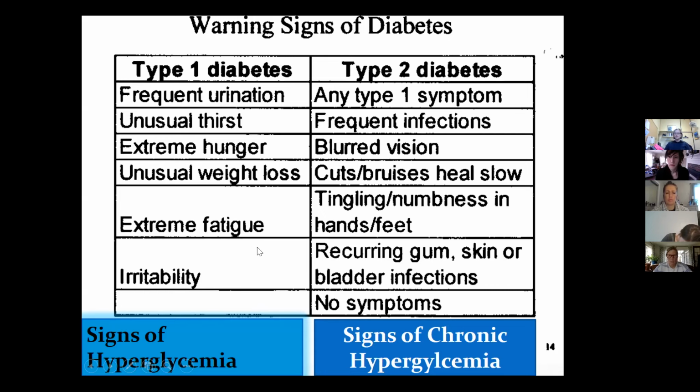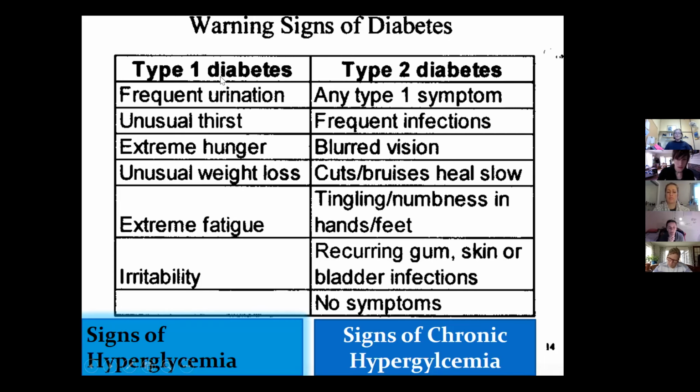It's a neurological finding. So these symptoms on the left are signs of hyperglycemia. When they come on acutely, as in the type 1 diabetic, they know something's wrong, and they will seek medical attention. And if they don't seek medical attention, they eventually have to, because they will become sick enough that they will have to have medical attention.